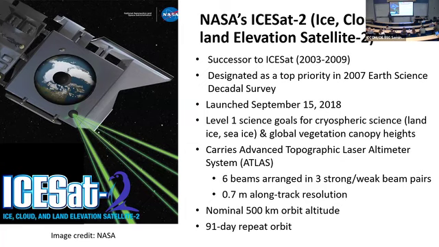Just briefly to tell you about the satellite, the orbital altitude is about 500 kilometers. It has 6 beams. So basically it's 3 pairs of beams: a center pair of beams and then 2 pairs that are out about 3.5 kilometers on the ground. Along each of those tracks, you've got two beams. Within each pair, it's 1 strong beam and 1 weak beam with an energy ratio of about 4:1.